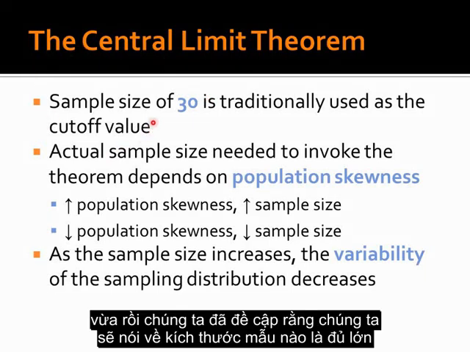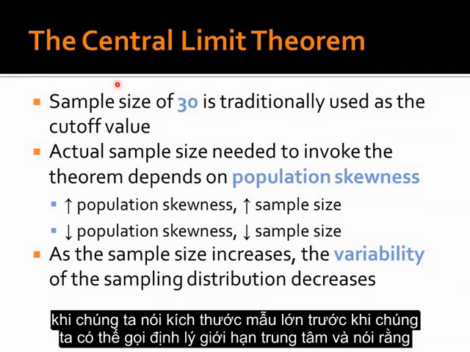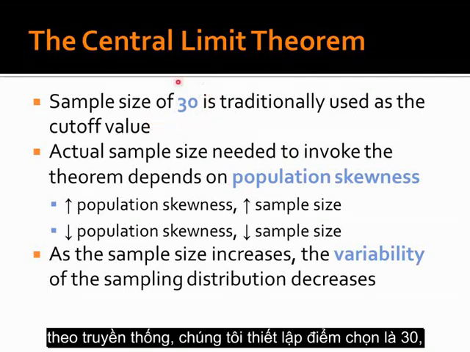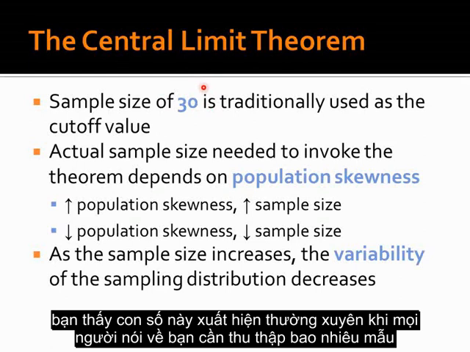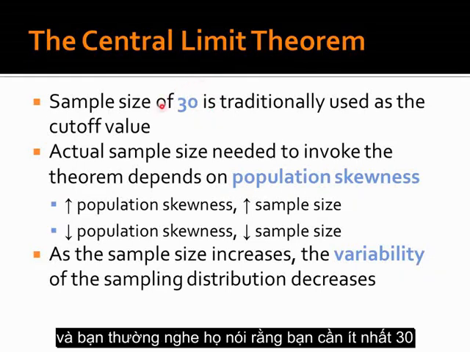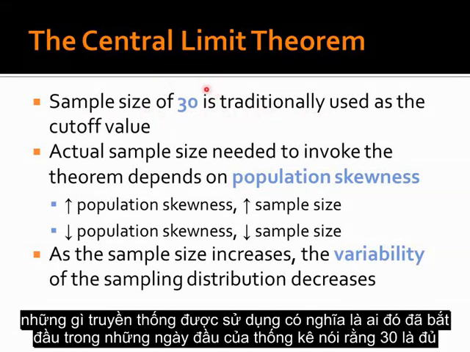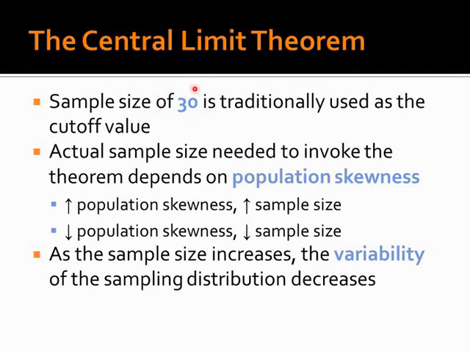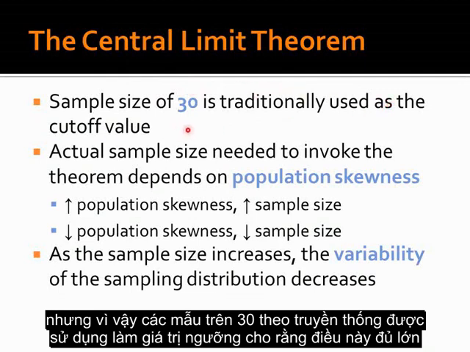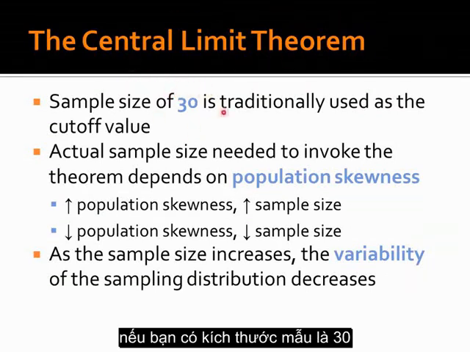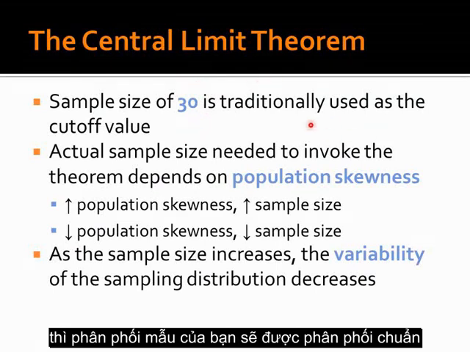Just now we mentioned that we'll talk about what sample size is large enough. When we say a large sample size, before we can invoke the central limit theorem and say that the sampling distribution is normally distributed regardless of the population distribution, well, traditionally we set the cutoff point at 30, right? You see this number appear often when people talk about how many samples you need to collect, and often you will hear them say you need at least 30, and that's where this comes from. This is the tradition. Now don't ask why it's 30, it's just what's traditionally used, meaning someone started off in the early days of statistics saying 30 is enough, and we have continued on, right? So a sample size of 30 is traditionally used as the cutoff value for saying this is large enough to invoke the central limit theorem. And so regardless of what the population distribution looks like, if you have a sample size of 30, then your sampling distribution will be normally distributed.